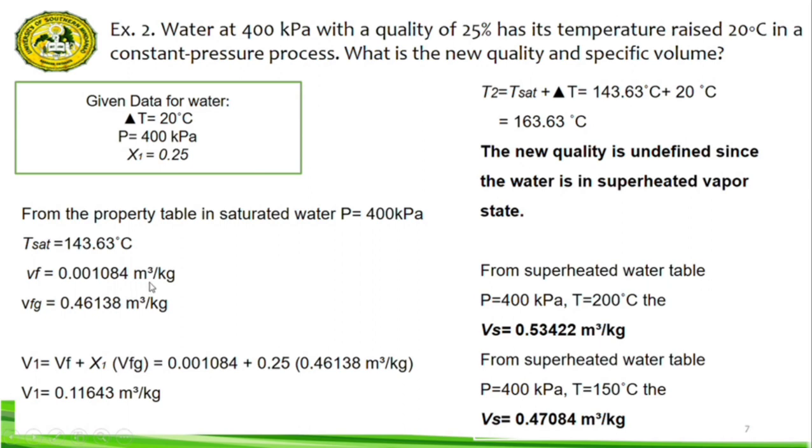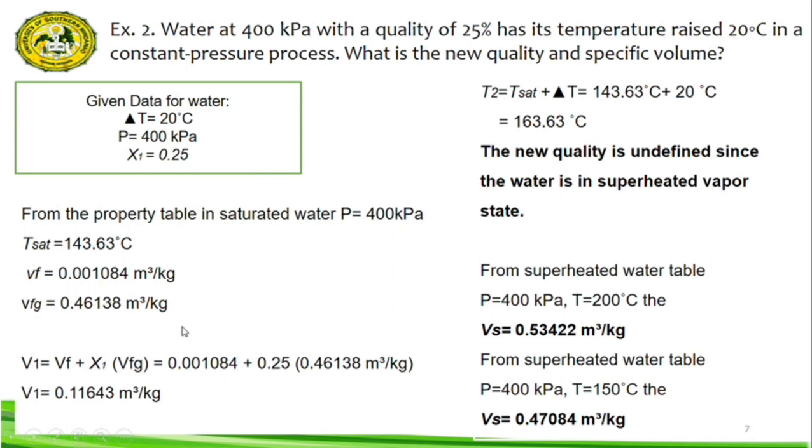And our specific volume for saturated liquid is 0.001084 cubic meter per kilogram, and the difference between the specific volume of saturated vapor and the saturated liquid, which is 0.46138 cubic meter per kilogram. So by finding VFG, you have to subtract the saturated liquid from the saturated vapor. So we have 0.46138 cubic meter per kilogram.